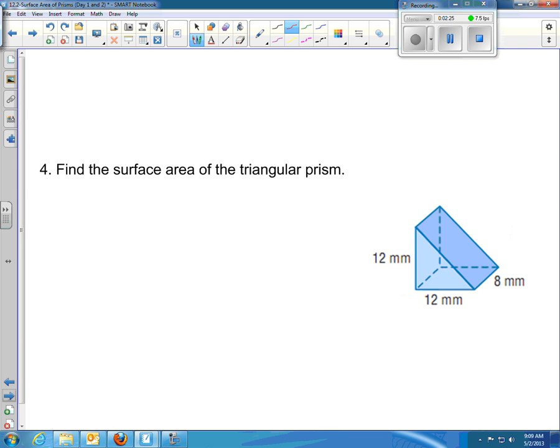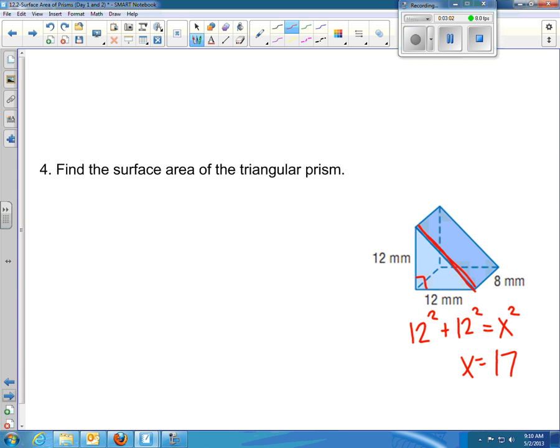Okay, find the surface area of this triangular prism. So we need to first do our lateral area. So we're going to do perimeter of our base times our height. Ooh, triangle, missing this third leg here. So we're going to do Pythagorean theorem. It's not marked in the picture here, but it is marked on our sheet that this is a right angle. All right, so 12 squared plus 12 squared equals x squared. Go ahead and do Pythagorean theorem and find our hypotenuse. And we get roughly 17, right?